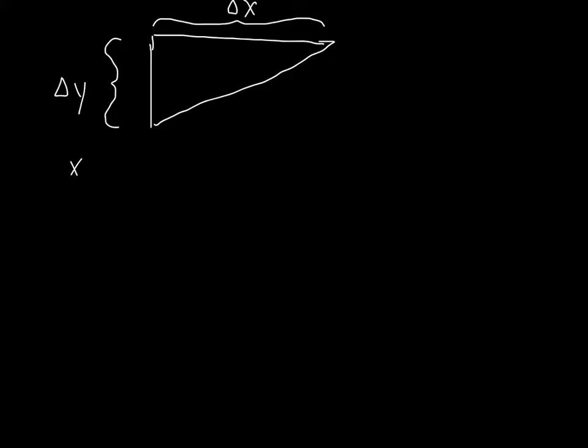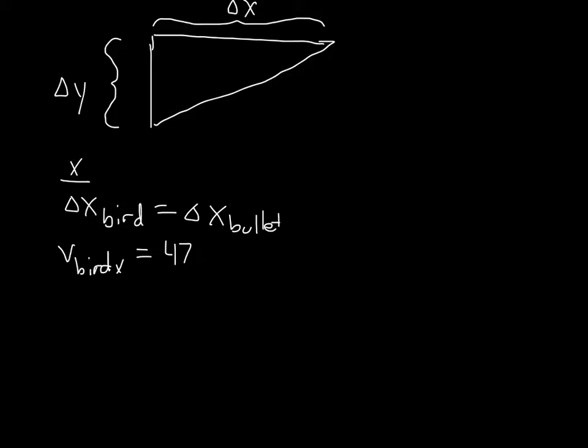So what do I know in the X direction? Do I know the change in X of the bird? Do I know the change in X of the bullet? No, but I do know something about the bird relative to the bullet, don't I? Yeah. Change in x of the bird is equal to the change in x of the bullet. Do I know the velocity of the bird in the x direction? Yes. What is it? It is 47.5 meters per second.